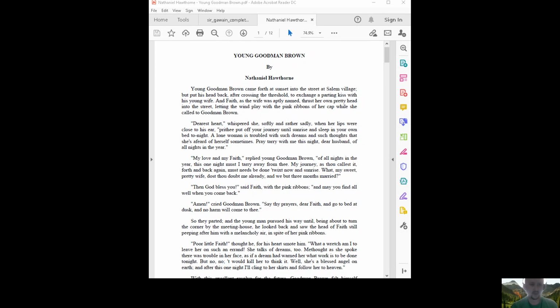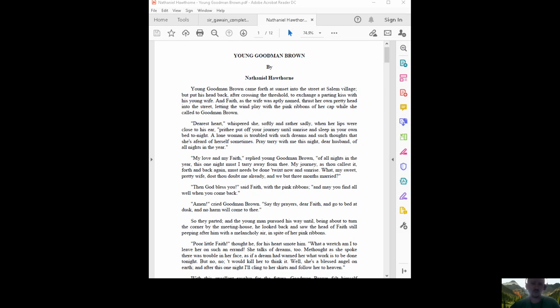All right, but he put his head back after crossing the threshold to exchange a parting kiss with his young wife. And Faith, as the wife was aptly named, thrust her own pretty head into the street, letting the wind play with the pink ribbons of her cap while she called to Goodman Brown. "Dearest heart," whispered she, softly and rather sadly, when her lips were close to his ear, "prithee put off your journey until sunrise, and sleep in your own bed tonight. A lone woman is troubled with such dreams and such thoughts that she's afeard of herself sometimes. Pray tarry with me this night, dear husband, of all nights in the year."